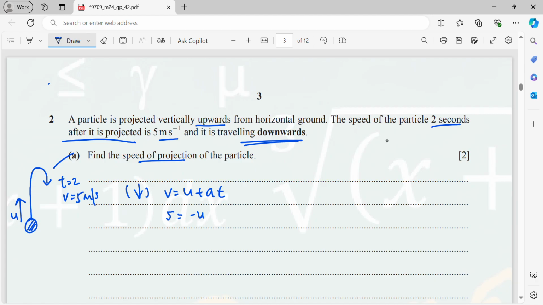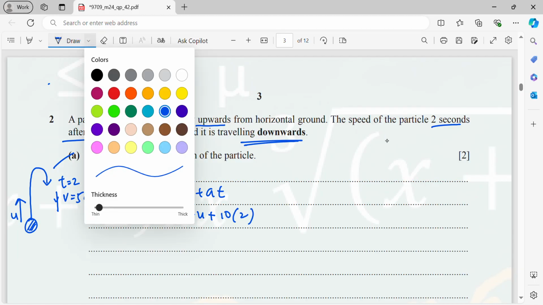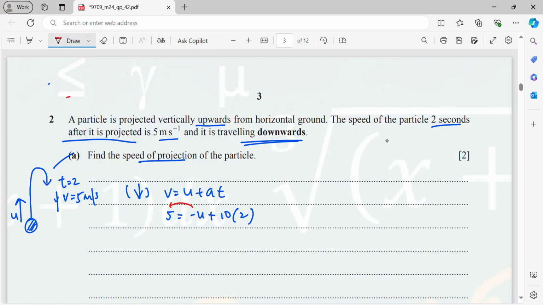Right? Then the a is going down, because now the motion is going down, so the a is positive 10. And then the t is 2. Then from here, I will get u. To get the u, just move the minus u to the other side, the 5 to the right side. So I will get u equals 20 minus 5, that is 15 meter per second. Alright, so done for A.